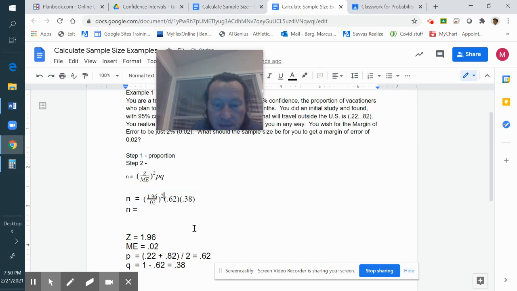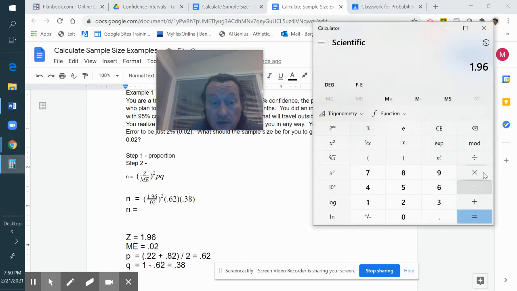You can do shift 6. At least I can do shift 6, and that'll do the squared part for you. All right, so make sure we have our calculator divided by 0.02. So that's 98. Now we're going to square 98, x squared button. 9,604 times 0.62.